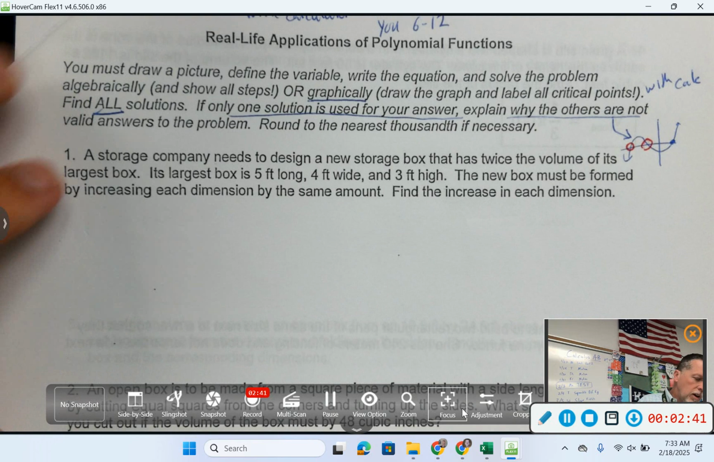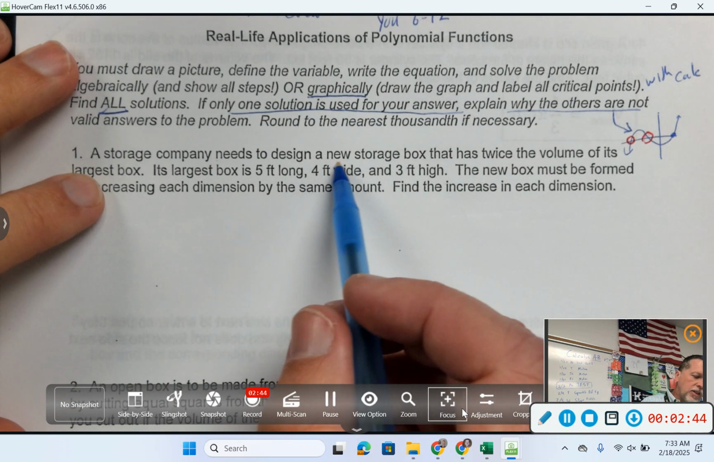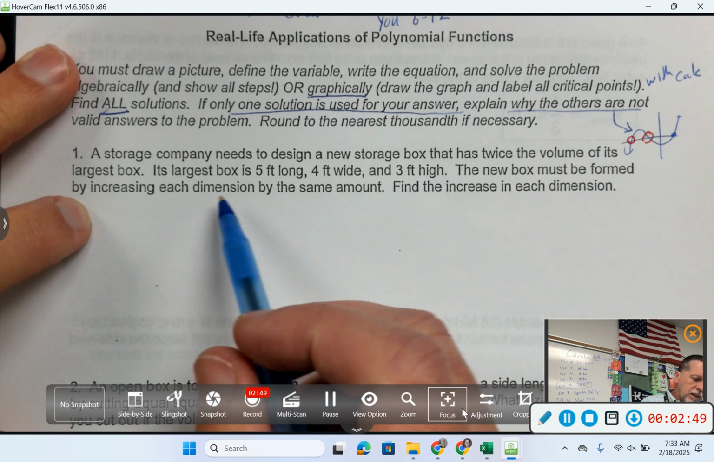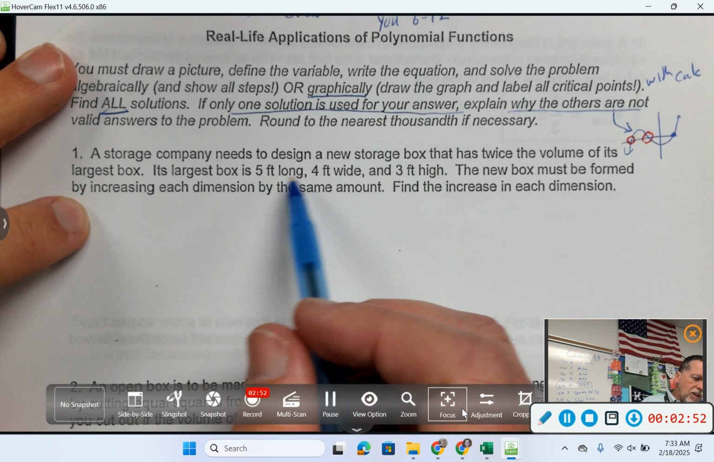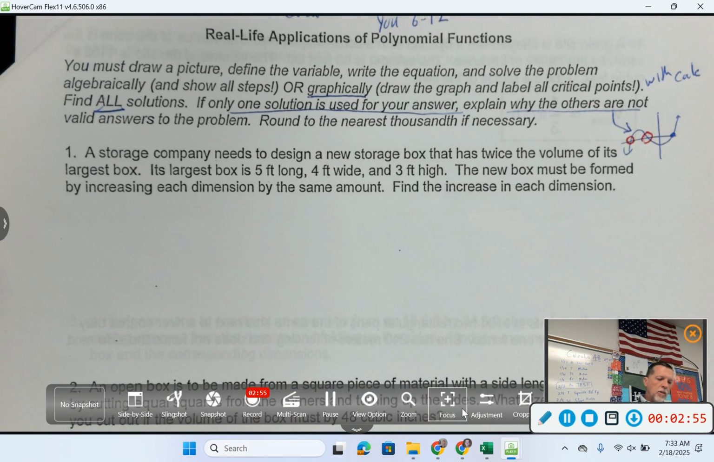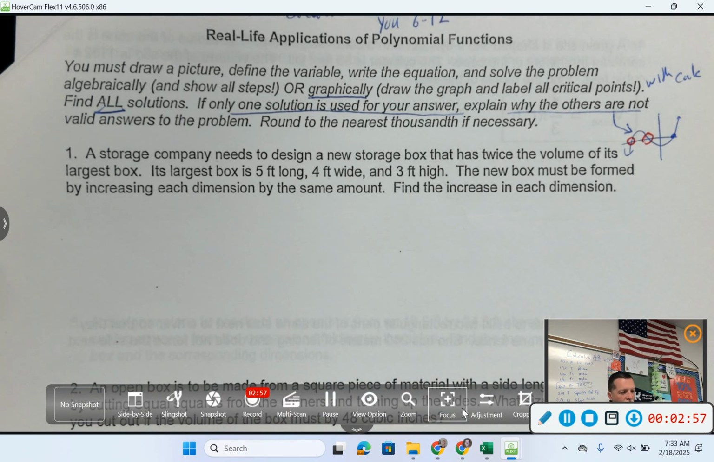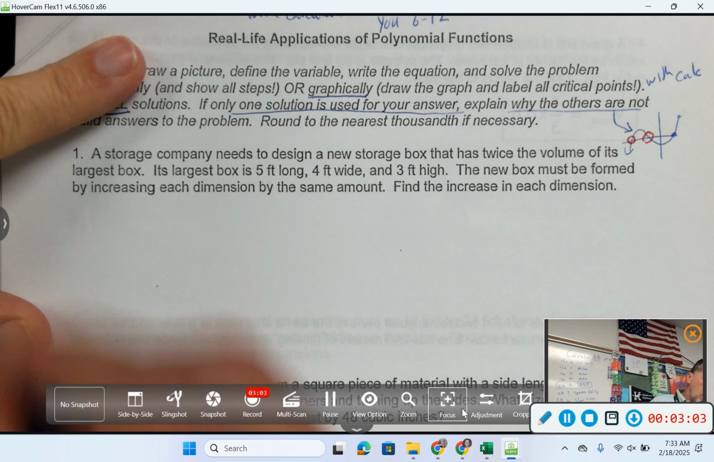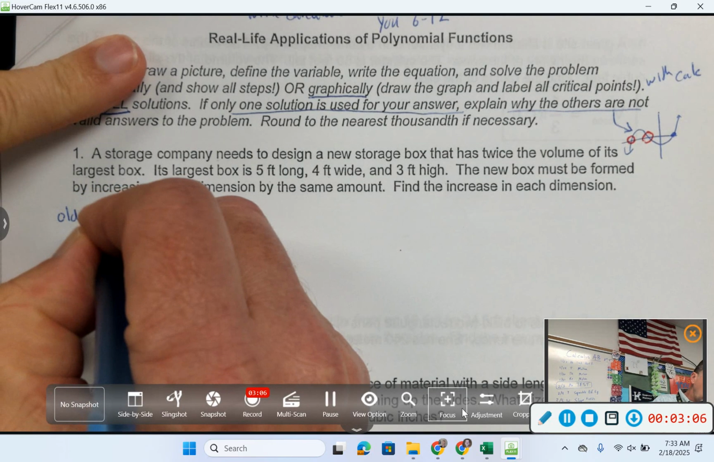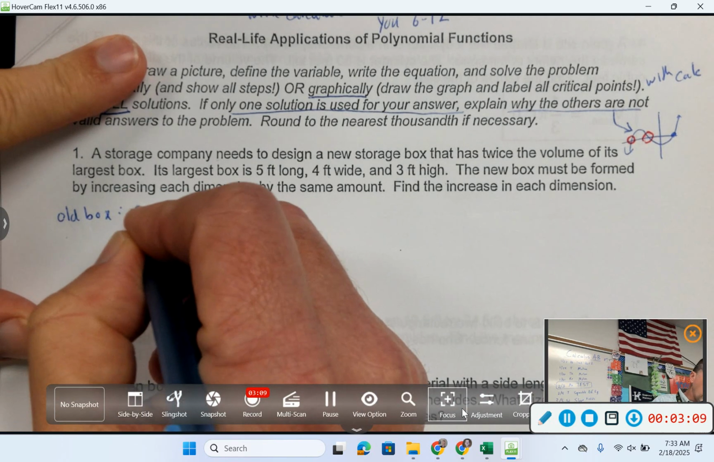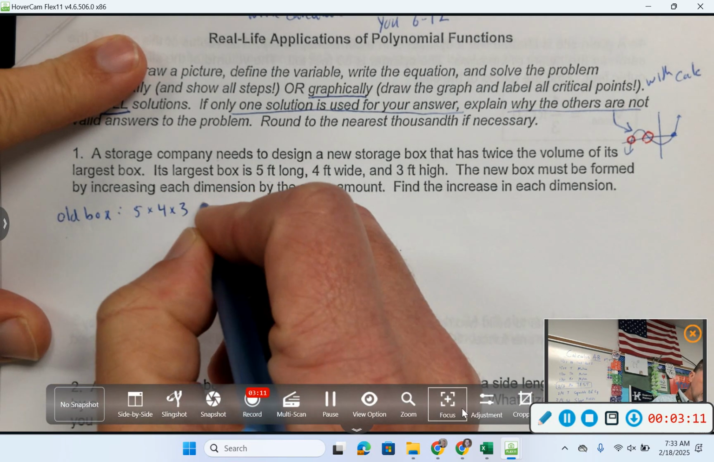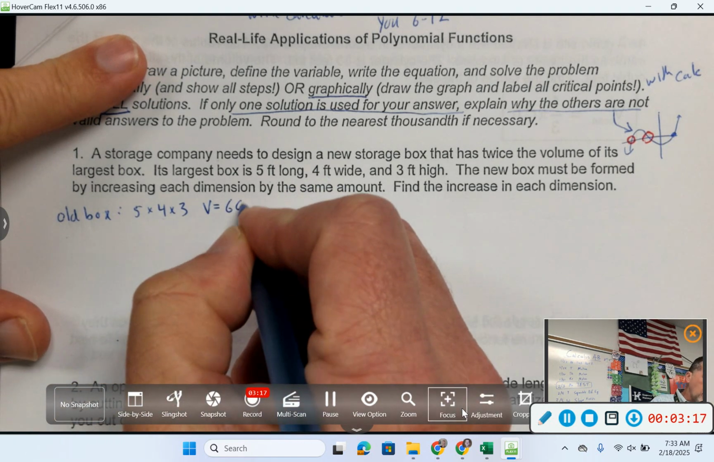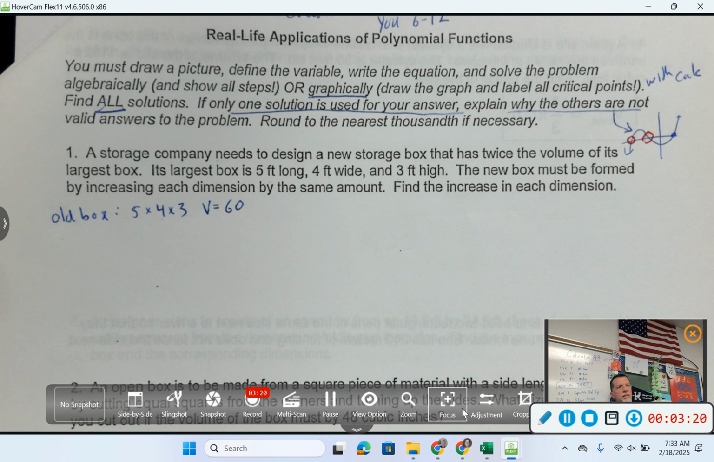All right, number 1. A storage company needs to design a new storage box that has twice the volume of its largest box. Its largest box is 5 feet long, 4 feet wide, 3 feet high. The new box must be formed by increasing each dimension by the same amount. Find the increase in dimension. Okay, so the old box is 5 by 4 by 3. So that means its volume is 60. 5 times 4 is 20, times 3 is 60. That's the old box.